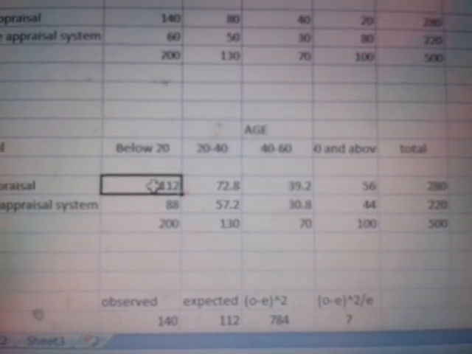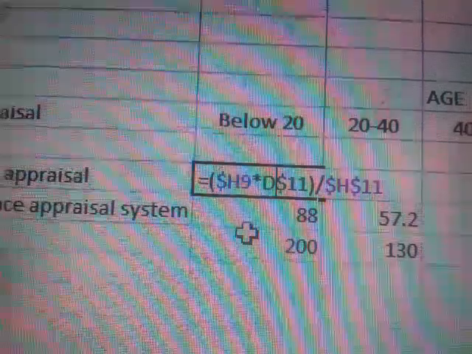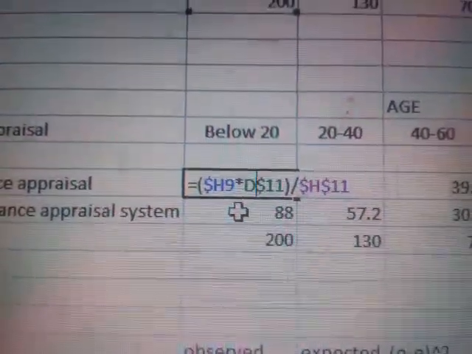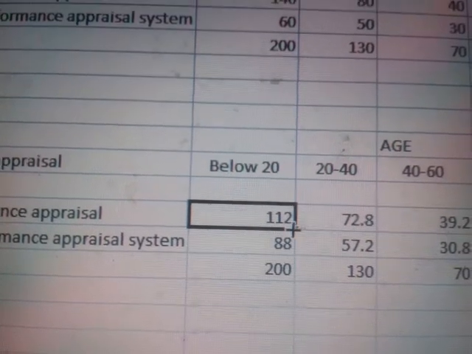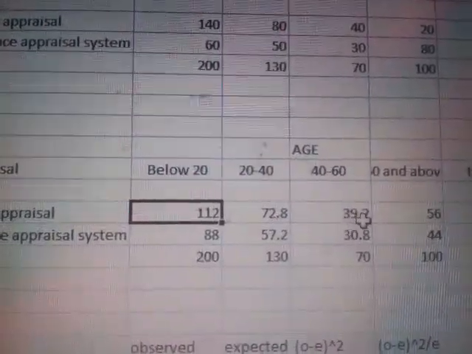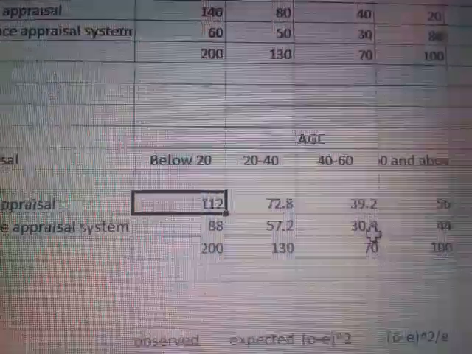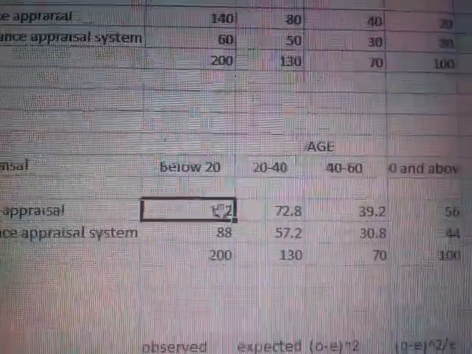So you will get the answer 112 in the cell. This is the formula you can use. If you click enter, you will get 112. Keep your cursor and drag up to here, then drag again down, and you will get all the data. So this data is your expected value.